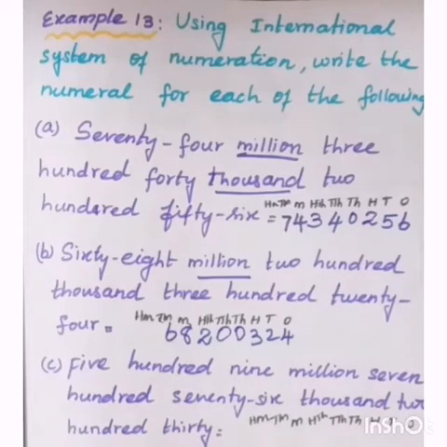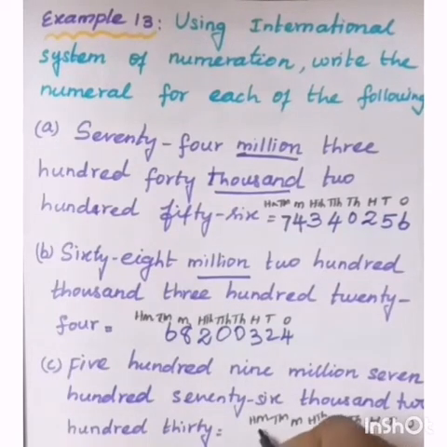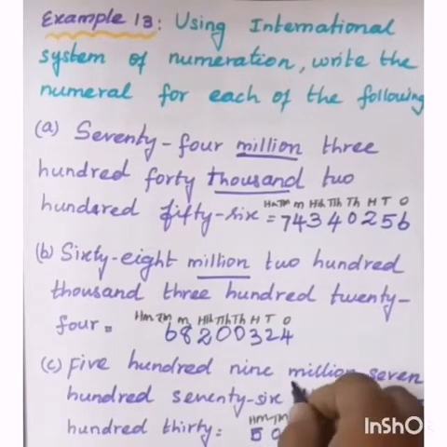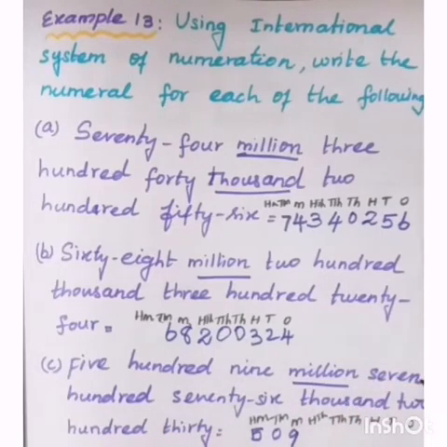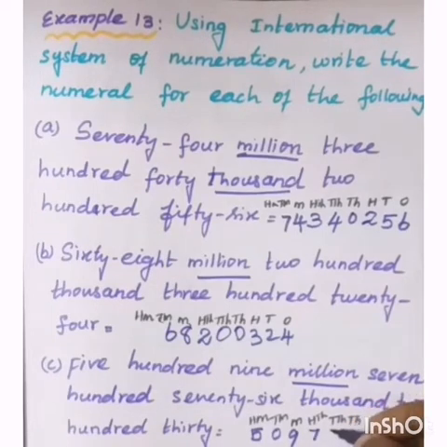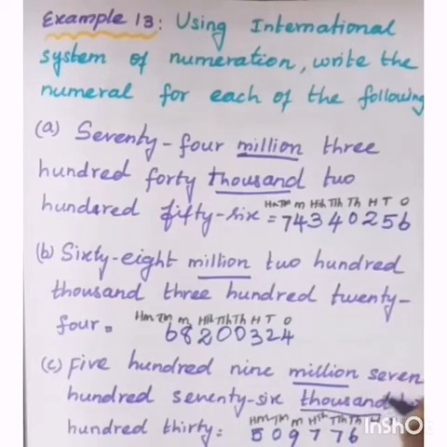509,776,213. What is this? 509. How would you write 509? This is 509 million. Million over. Next, 776. How would you write? 776,000. So we finished our thousands here. Next, 230.